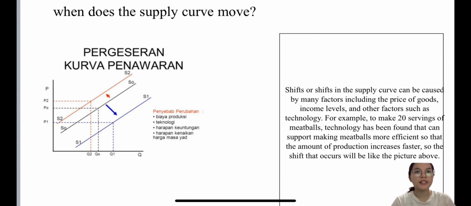And last, when does the supply curve move? Shifts in the supply curve can be caused by many factors including the price of goods, income level, and other factors such as technology. For example, to make 20 servings of meatball, technology has been found that can support making meatball more efficient so that the amount of production increases faster, so the shift that occurs will be like the picture above.